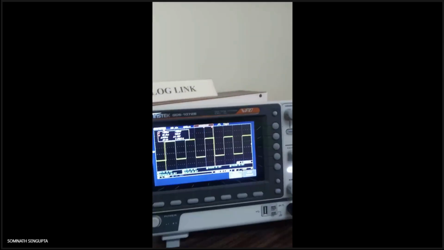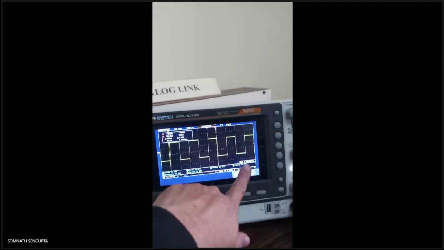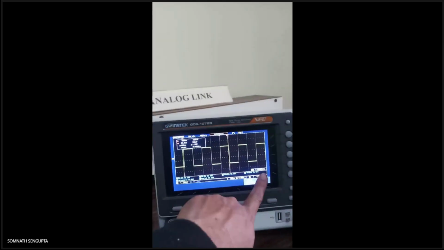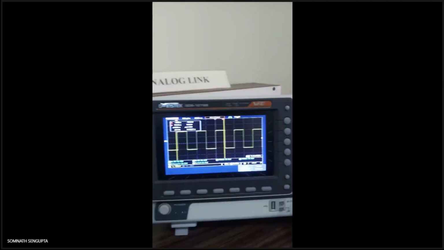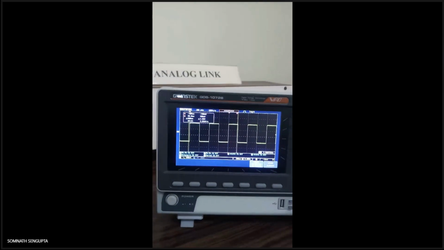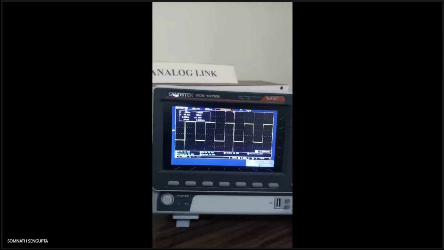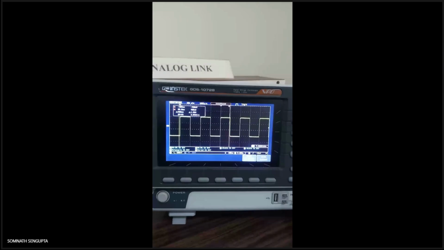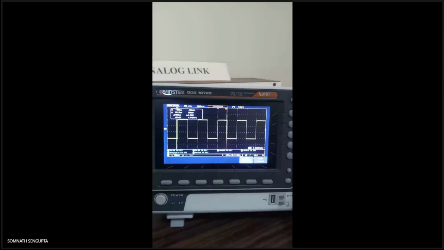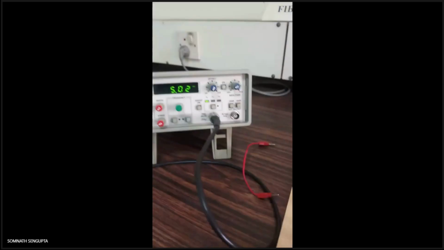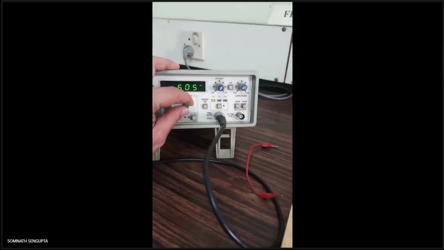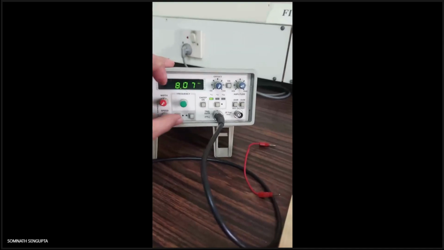You can see here in this CRO, a very good CRO. It is a DSO, digital storage oscilloscope. So for the 5 kilohertz signal, the peak to peak is also 1.5 volt. Then the next frequency I told you is 50 kilohertz.